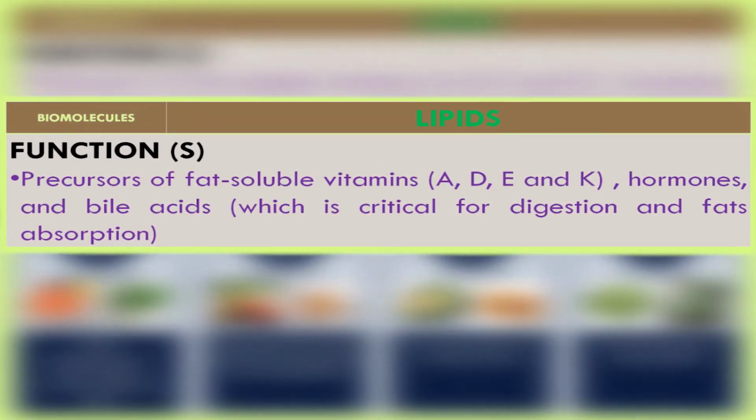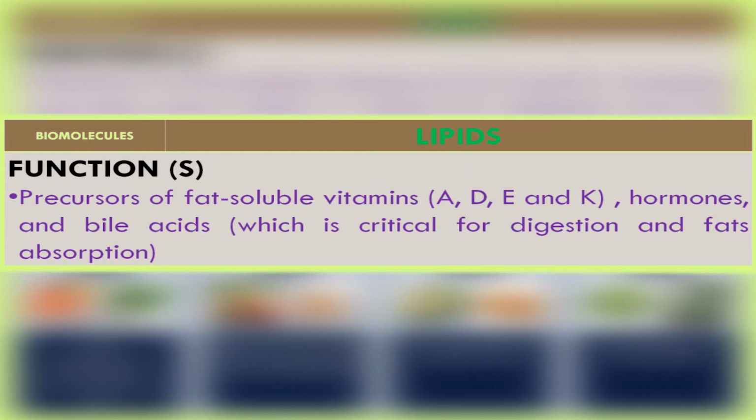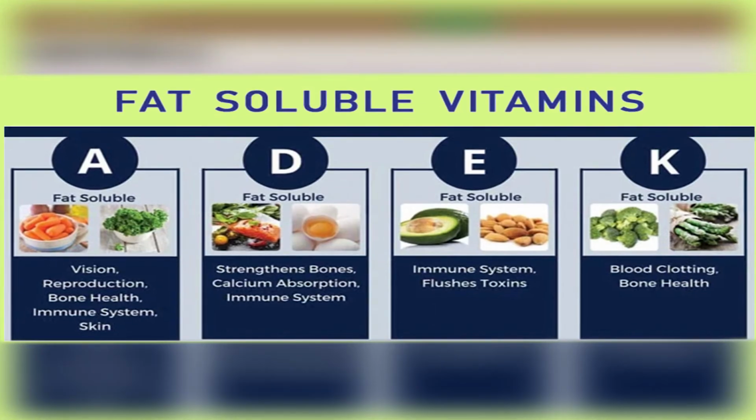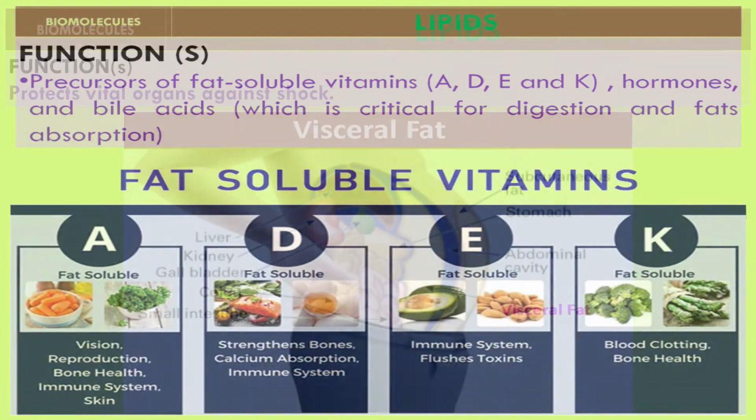Ang ikatlong function nito ay bilang precursors of fat-soluble vitamins like vitamins A, D, E, and K. Ganun din ang hormones at bile acids na critical o napakalaga for digestion and fat absorption. These vitamins are called the fat-soluble vitamins because they are soluble in organic solvents and are absorbed and transported in a manner similar to that of fats.